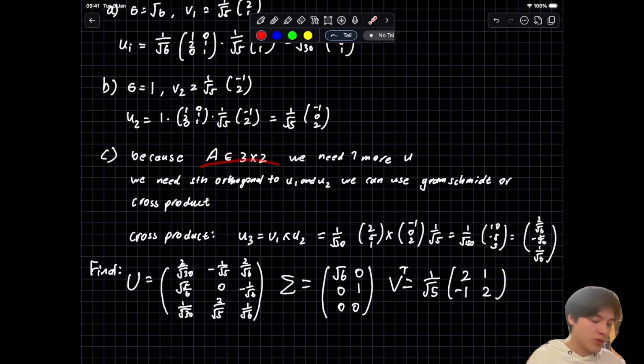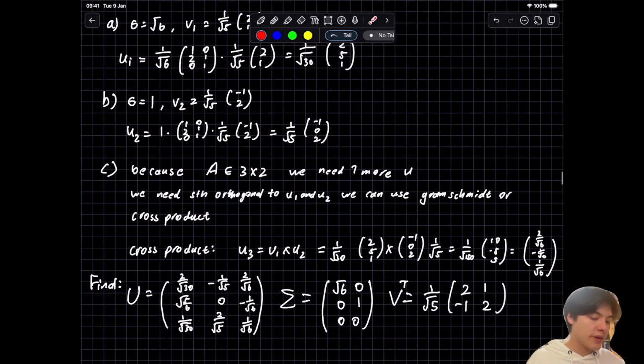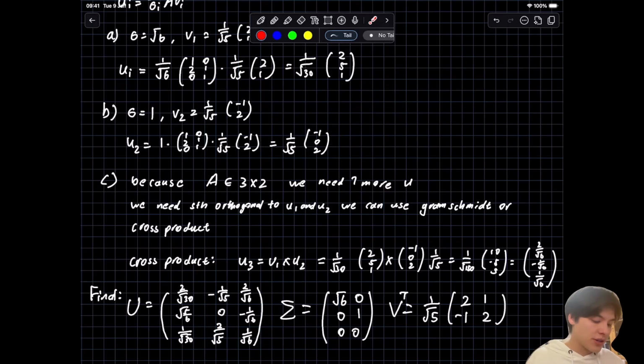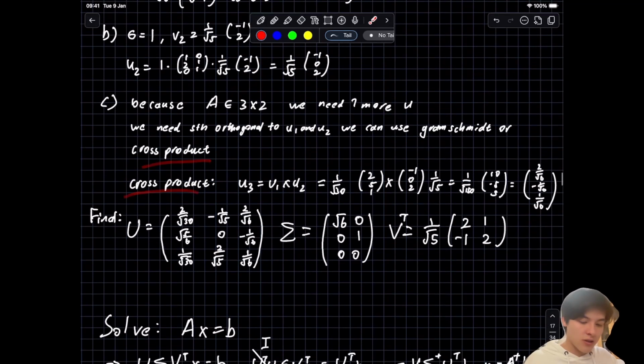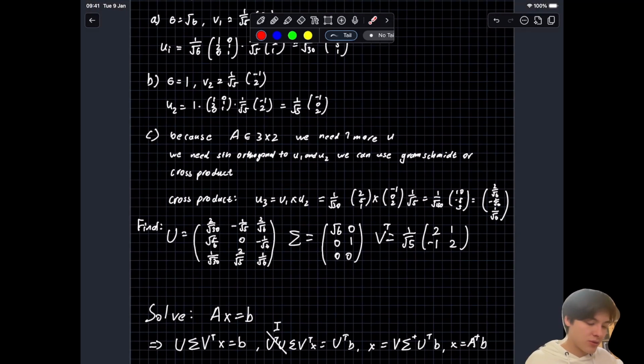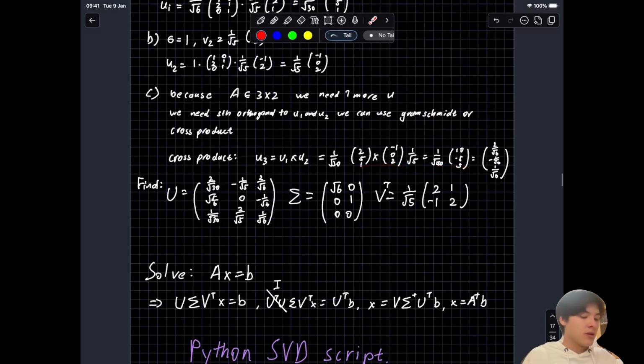Because A is 3 times 2, we need one more U. So how do we get this U? It needs to be orthogonal to U1 and U2. We can either use Gram-Schmidt, which gives us an orthogonal vector to those two, or we take the cross product, which is going to be perpendicular to those two. So we can just do U1 cross U2. If we do that, we get this vector. I think it's normalized because both are normalized already. And then we can build our U.